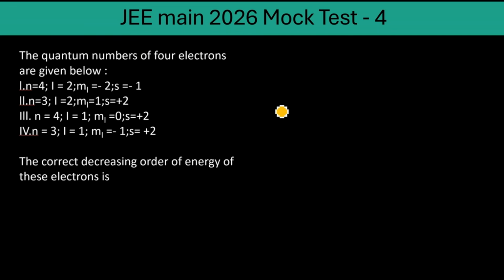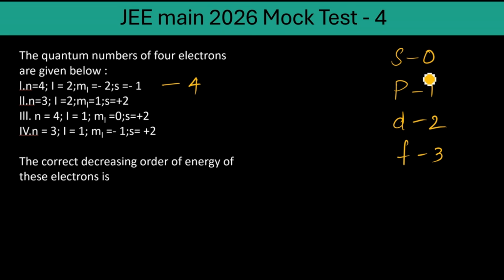The quantum numbers of 4 electrons are given below. n is equal to 4, l is equal to 2, and ml values are given. What they are asking is the correct decreasing order of energy of these electrons. Okay, let's find out the notations, the shell levels. n is equal to 4, so 4. l is equal to 2. l value you know, right? s is 0, p 1, d 2, f 3. These values are the azimuthal quantum number. So l is equal to 2, that is 4d.